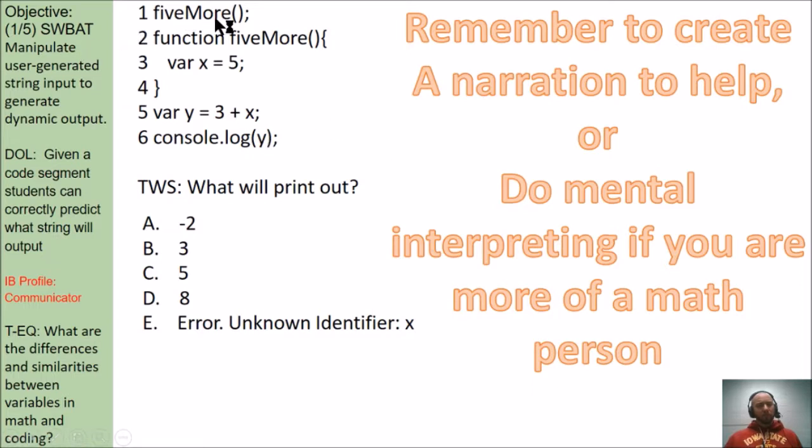The first line of our code says 5 more. This is clearly a function call. The function is down here, and it's named 5 more. What happens when you call the function is the variable x is going to get 5, an integer, right? So then the fifth line of code is going to assign variable y 3 plus x, essentially saying 3 plus 5, which is 8. So when I log what y is equal to, the answer should be, you pick A, B, C, D, or E.